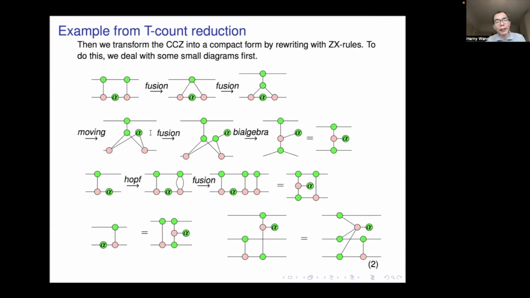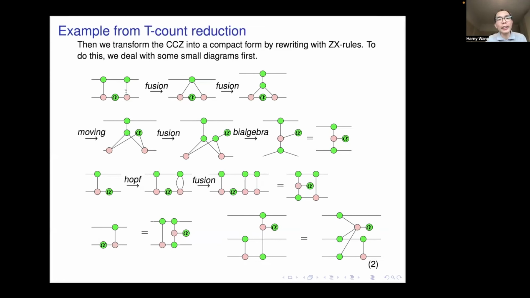Let me show you. I will start from a relatively simple ZX diagram. If I have 2 CNOTs and one alpha gate, that's the Z rotation gate, with angle alpha, can I make this relatively simple?